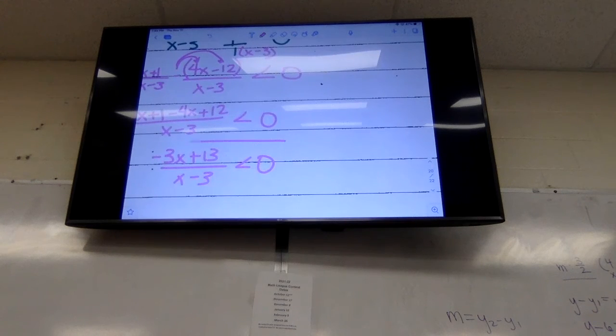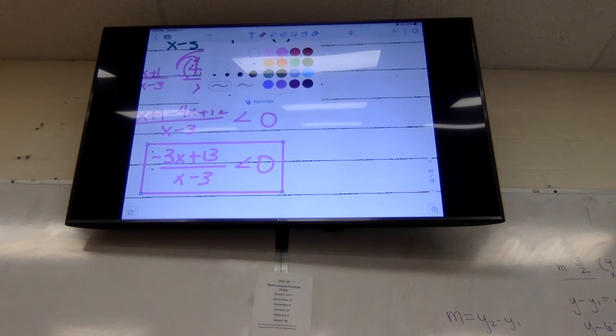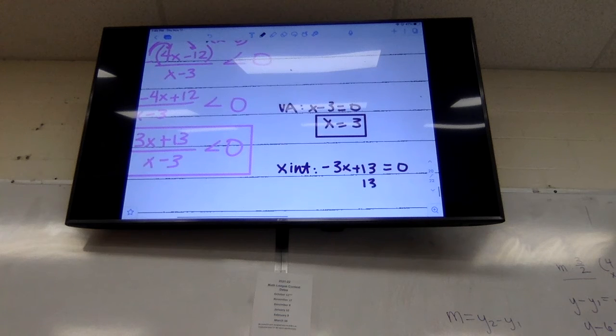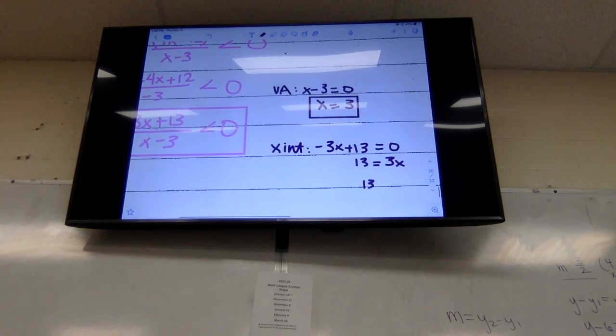Okay, from here, can you find my vertical asymptote? What's that going to be? Three. Why, Bob? You said the denominator. Perfect, set that denominator equal to 0, x equals 3. So just like before we had a list of zeros, now I'm going to use my x-intercepts, if I have more than one, and my vertical asymptote. Vertical asymptote is 3. Now my x-intercept, how do I find that? Perfect, set the numerator equal to 0. This one's going to be ugly: negative 3x plus 13 equals 0. That's like 13 equals 3x, or x equals 13 divided by 3. Still a number, though, I can put on a number line.